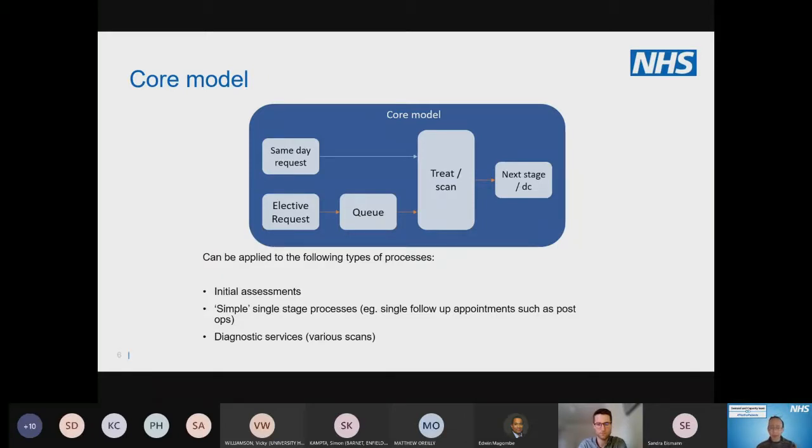So as David said, you've got a lot of different options. You can have initial assessments. This model can also be applied to things like post-op, because when we talk about requests, it's not necessarily just a referral. It could also be, say, a completed operation, and then a patient needs to come in for post-op, like a cataract operation.